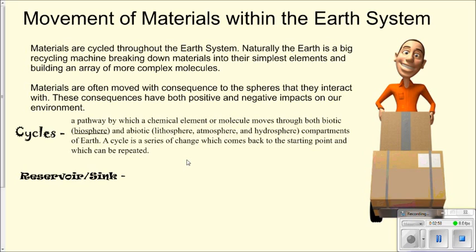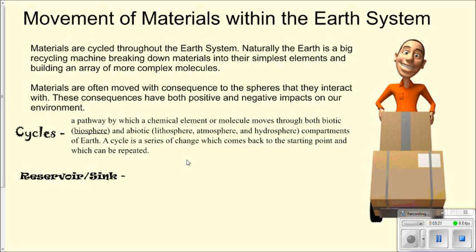Cycles are a pathway, in this case, by which chemical elements or molecules are moved through the different spheres. So they're moved through biotic and abiotic compartments of the Earth through those different spheres. A cycle is a series of changes which come back to the starting point and which can be repeated.